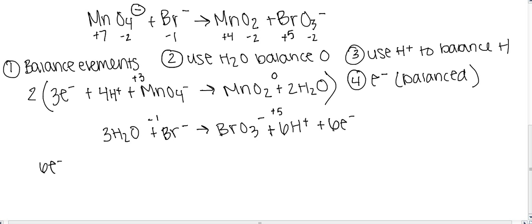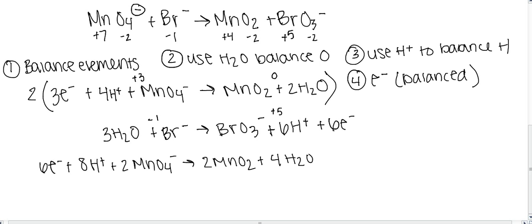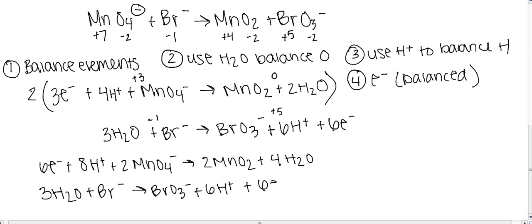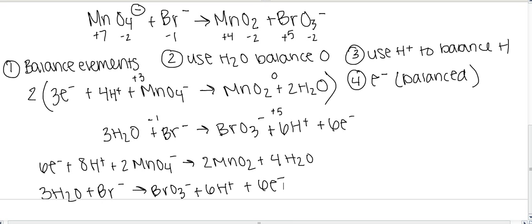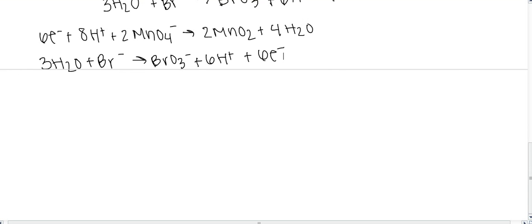So I have 6e- plus 8H+ plus 2MnO4- reacts to make 2MnO2 plus 4H2O. Now down here I'm just going to rewrite the bottom one. 3H2O plus Br- reacts to make BrO3- plus 6H+ plus 6e-. Now what I'm going to do is add these steps together here.